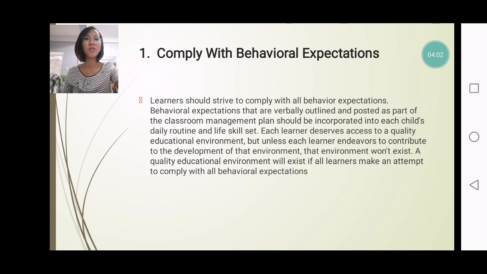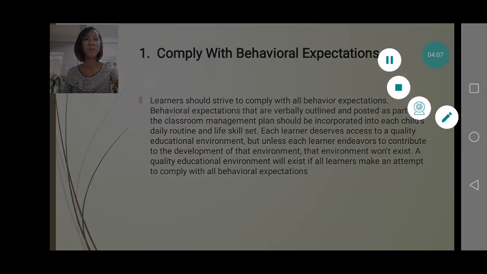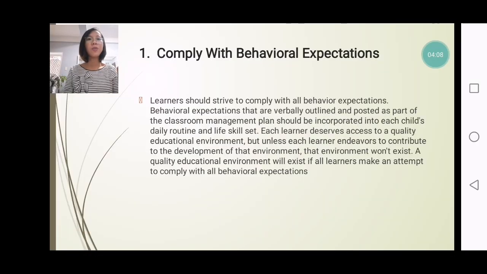Now we move to the first point under the learners' roles. So that is: comply with behavioral expectations. What do you have to do here as learners? Well, you have to strive to comply with all behavioral expectations. The striving here does not just require you to follow just because it is required. However, you have to make it an intentional decision.